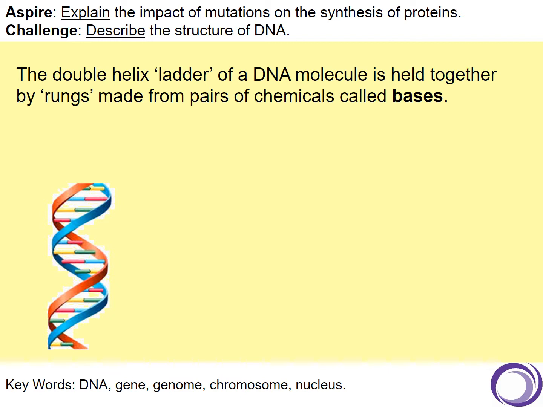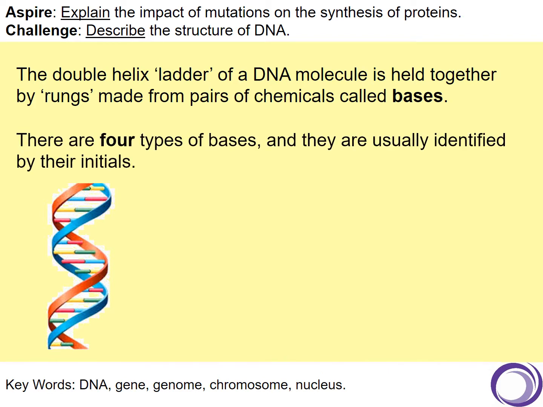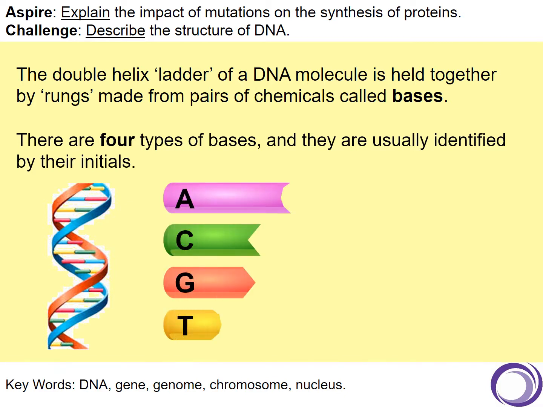So the double helix ladder of a DNA molecule is held together by rungs made from pairs of chemicals called bases. There are 4 types of bases and they are usually identified by their initial letter. So we've got A, C, G and T. Now the colours and the shapes don't matter, but it does help you to remember that there's a specific way that these bases pair together. And if you look on the diagram, you might be able to work it out.